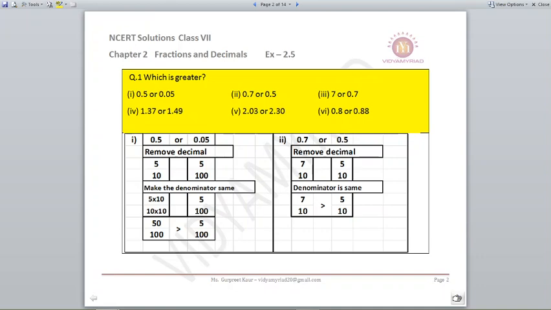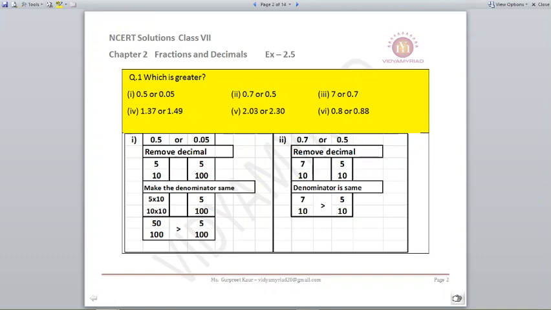Now we need to find whether 5 upon 10 is greater or 5 upon 100 is greater. To see that, we need to make their denominator same. For that, I will multiply 5 upon 10 with 10 to make my denominator 100. It will be 50 upon 100 and 5 upon 100. When the denominators are same, you have to just look into the numerator. 50 is greater than 5. So 0.5 is greater than 0.05.